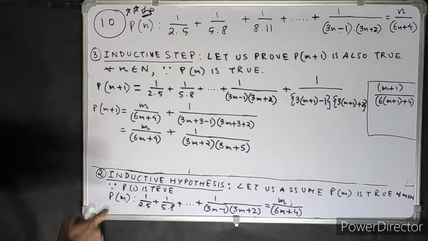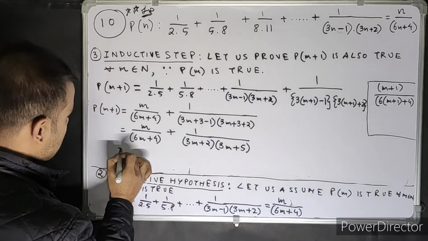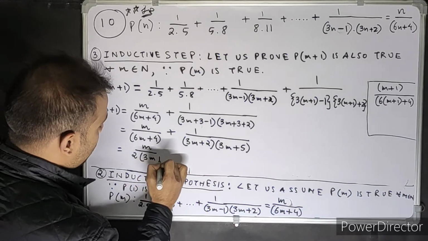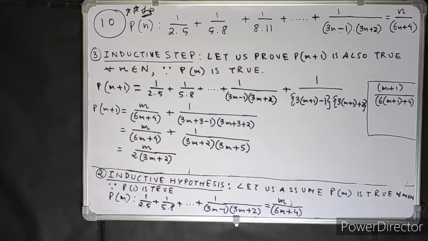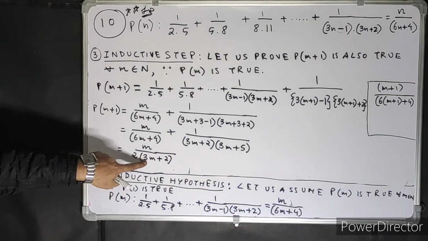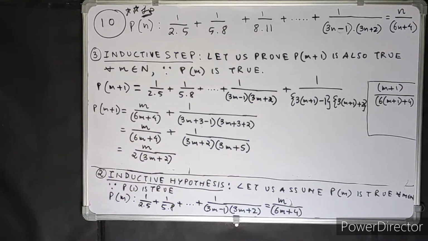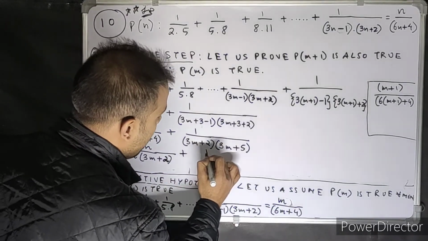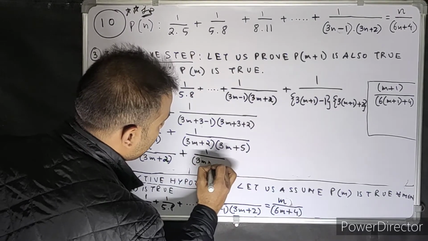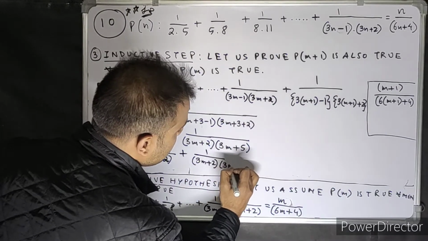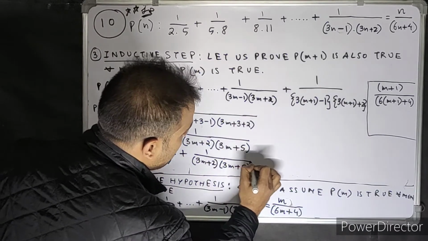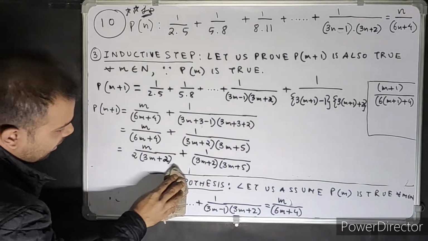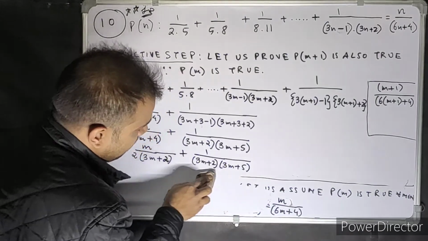Now from here you can take out a 2 common, so do that. So m divided by 2 times (3m plus 2). Doesn't it become 3m plus 2? Multiply the 2 back inside: 2 3s are 6, so 6m, 2 2s are 4. So you're getting back what you had in the previous part. Now 1 divided by 3m plus 2, and this is 3m plus 5. I am rubbing off the part that is below, because I don't need this anymore. I am going to get my answer now.